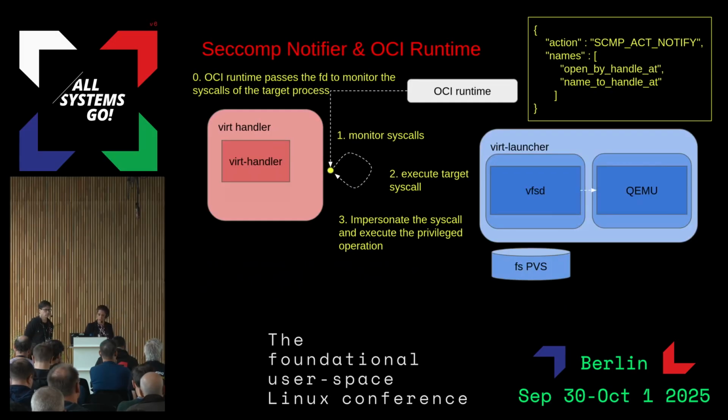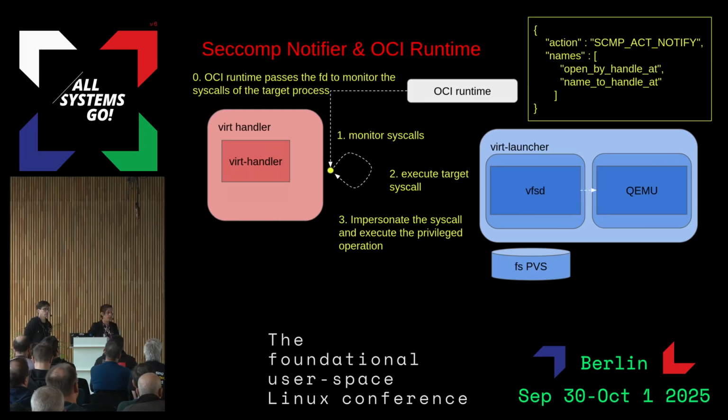So here we can see some schematics, in the case of virt-launcher and virt-handler. First of all, we add the action. The OCI runtime passes the file descriptor to virt-handler, which is monitoring the syscalls. In our case, the target container is virtiofs, so it executes the syscalls, and then basically virt-handler can react and execute the privileged operation on behalf of virtiofs.